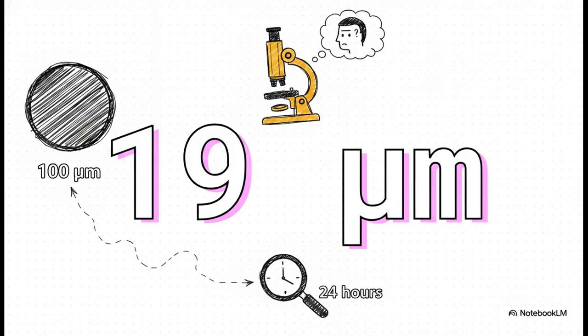Why does 19 matter? Well, thanks to Einstein's famous 1905 equation on kinetic theory, we can calculate exactly how much a massive 100 micrometer pollen grain would actually move in room temperature water. The answer? Just 19 micrometers in an entire day. That pace is crazy slow. It's practically impossible to observe with the naked eye, and definitely impossible with the clunky optical microscope Brown was using back in the 1820s.